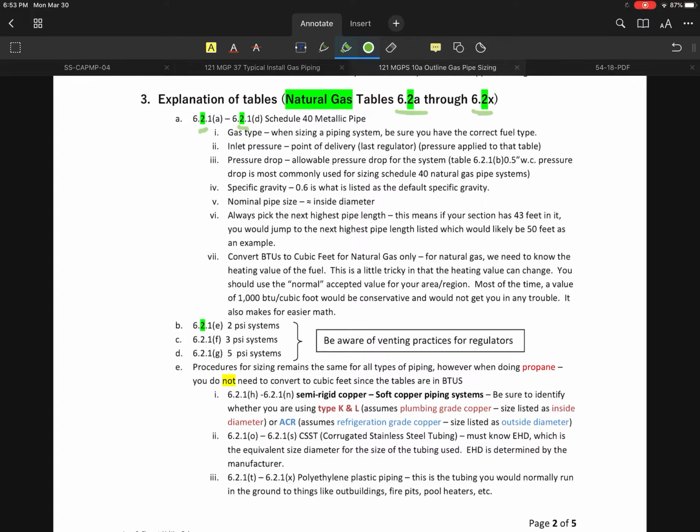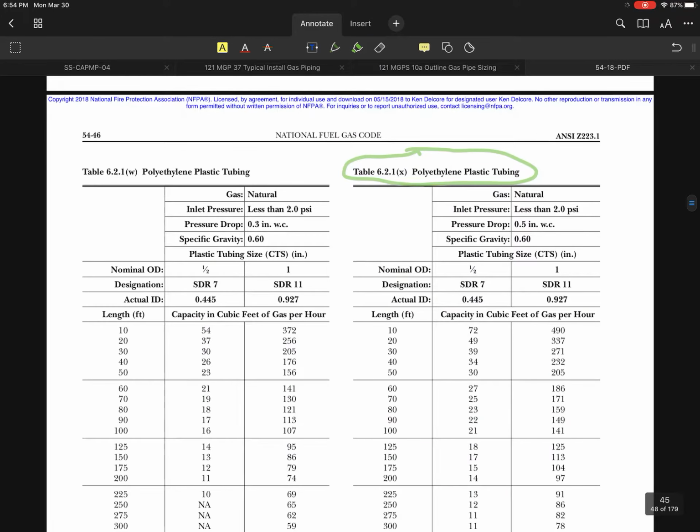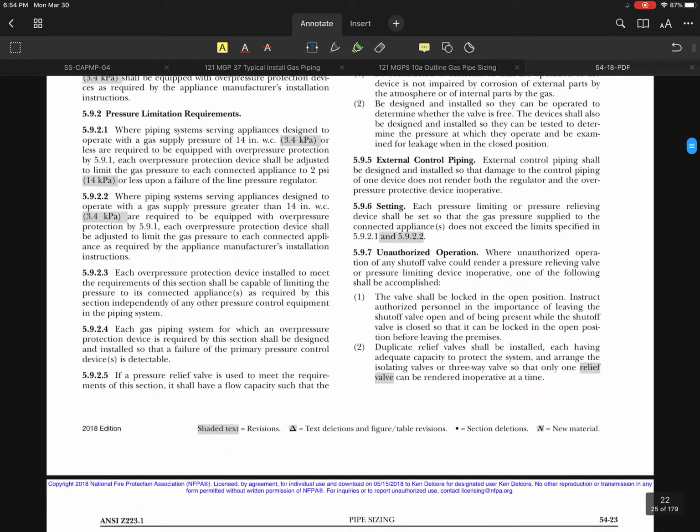The pressure drop is another area we'll have to deal with, and that would be what you're saying is going to be the allowable pressure drop of your system. I put a note on here for the most common table that I normally use for most of my stuff, which is table 6.2.1B, which has a 0.5 inch water column pressure drop. And that's without a doubt the most common for Schedule 40 systems. So when I look at the code book, I'll identify specifically which one we're dealing with here.